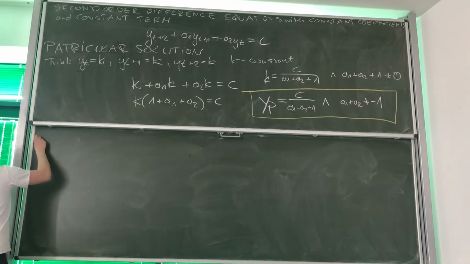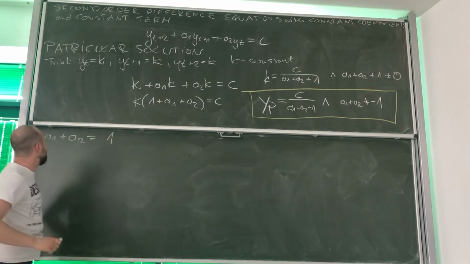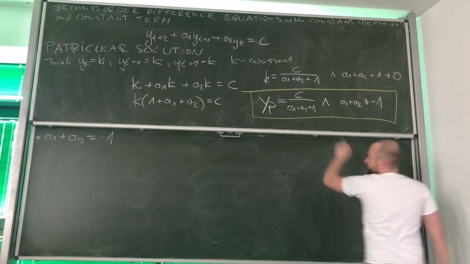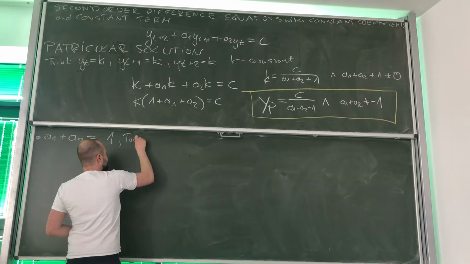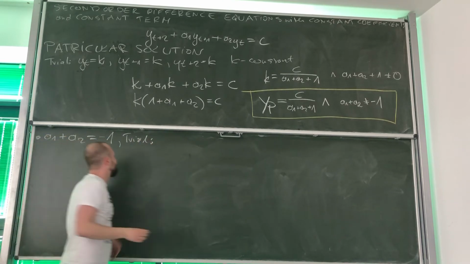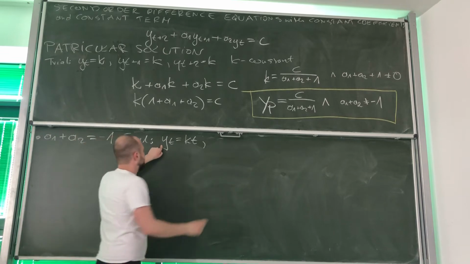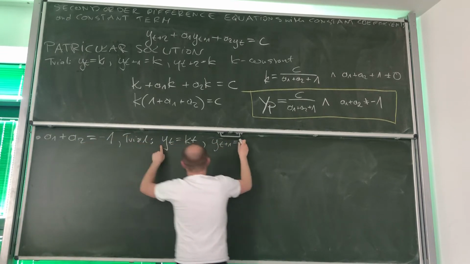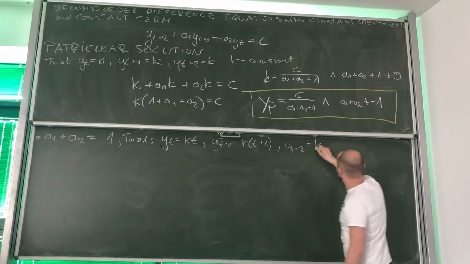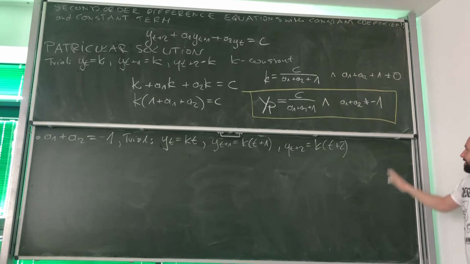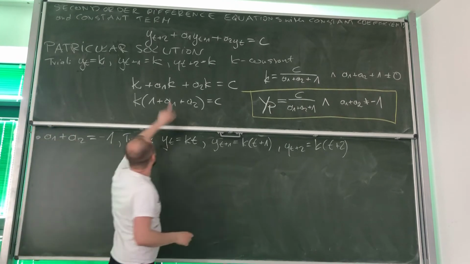So, what if a1 plus a2 are equal to negative 1? We know that this solution is not going to work. So we start with a new trial solution, right? Second simplest function, of course, linear function. Now we see that y_{t+1} is equal to k(t+1), and y_{t+2} is equal to k(t+2). So now let's substitute those results into our equation.